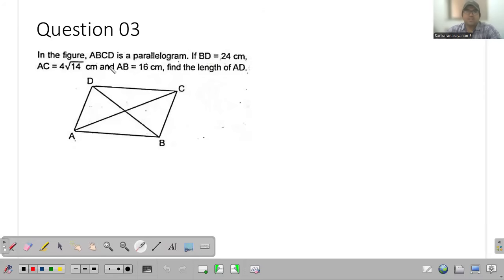Students, take a look at the next question here. In the figure ABCD, it is a parallelogram. The diagonal BD is equal to 24 centimeters. AC, the other diagonal, that is equal to 4 root 14 centimeters. AB, one side, is equal to 16 centimeters. You are asked to find the length of AD. Okay, this AD, what is the measurement? That is the question. So let's get started with the question.